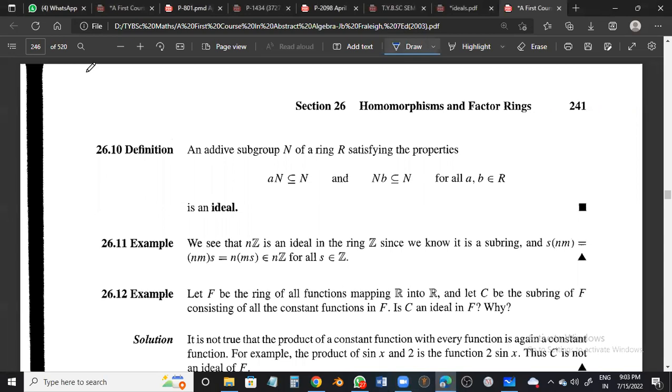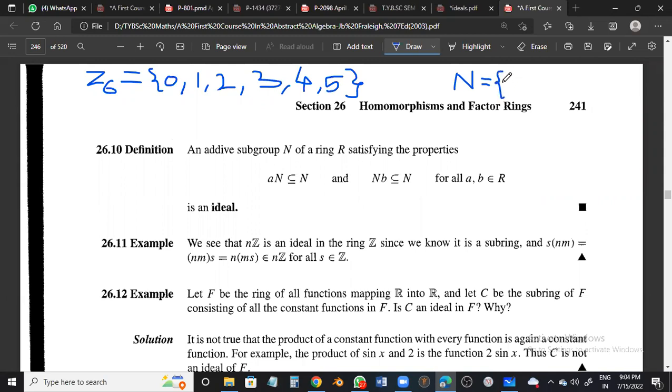So I would like to go to Z6. What are the elements of Z6? And let me take a subset, I mean a subgroup N = {0, 3}. Is it really an additive subgroup? Does this form an additive subgroup? So if I start with 0, 3 along with addition, let me have 0 and 3.